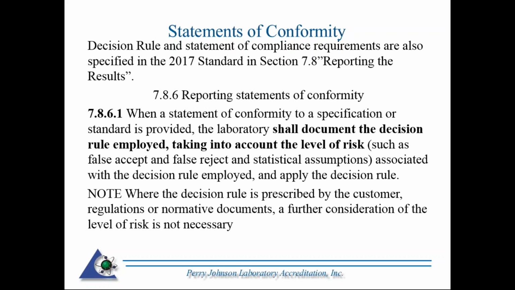And as far as reporting the results, 7.8 is a section in the 2017 version that is just for reporting statements of conformity. So 7.8.6.1 states, when a statement of conformity to a specification or standard is provided, the laboratory shall document the decision rule employed, taking into account the level of risk, such as false accept and false reject, and statistical assumptions associated with the decision rule, and apply the decision rule. There's a note there, basically going over what we spoke about, where the decision rule is prescribed by the customer, regulations, or normative documents, a further consideration of the level of risk is not necessary.